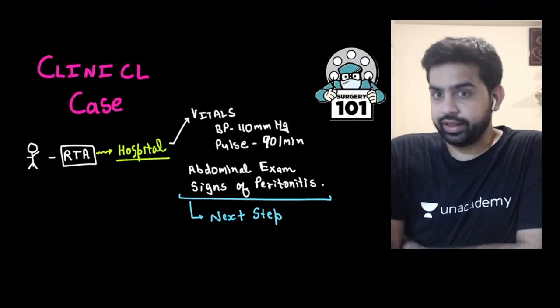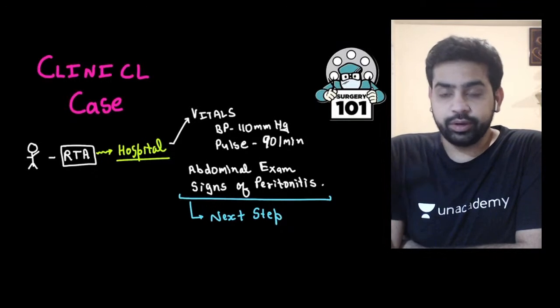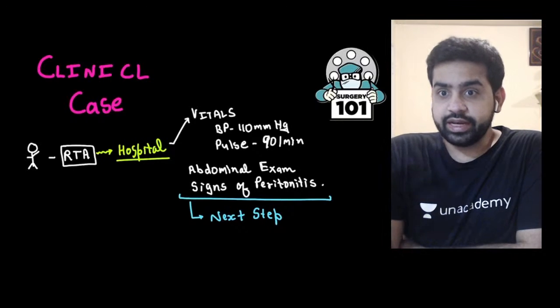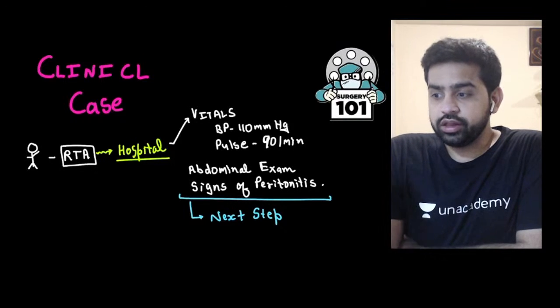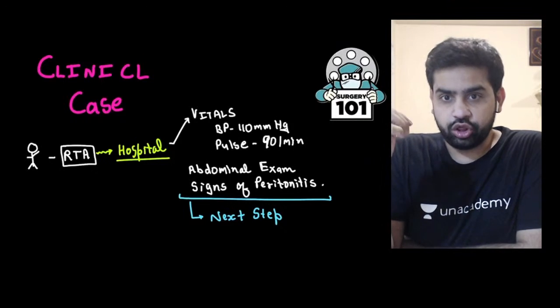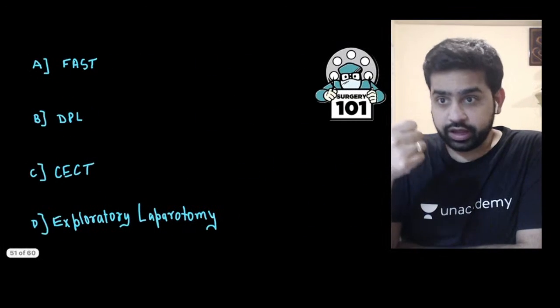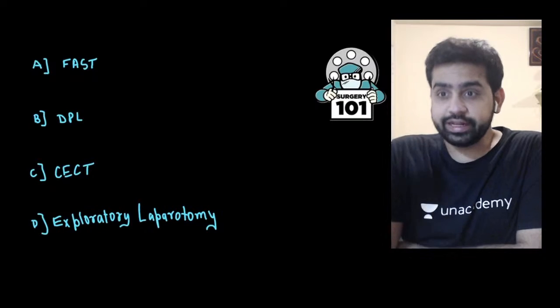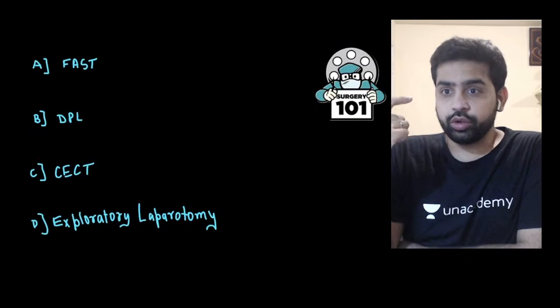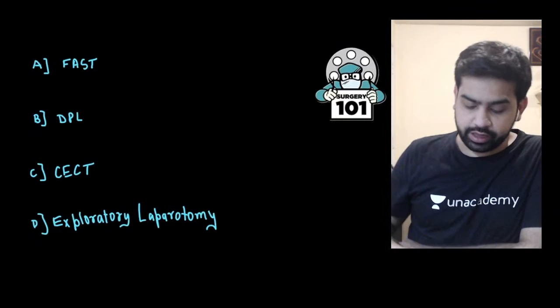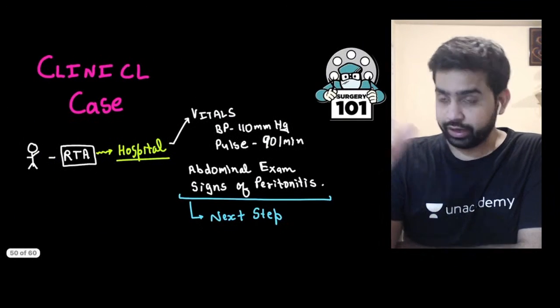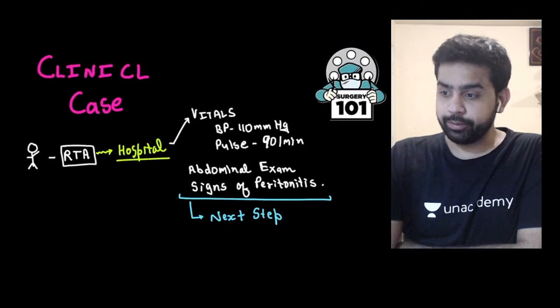Let's say the BP is 110 millimeters of mercury, pulse is 90 per minute, and on abdominal examination you get signs of peritonitis. What is the next step in the management of this particular patient? The options which you have are FAST, DPL, that is a diagnostic peritoneal lavage, CECT, and exploratory laparotomy. So can you please tell me, guys, what is the next step in the management of this particular patient?